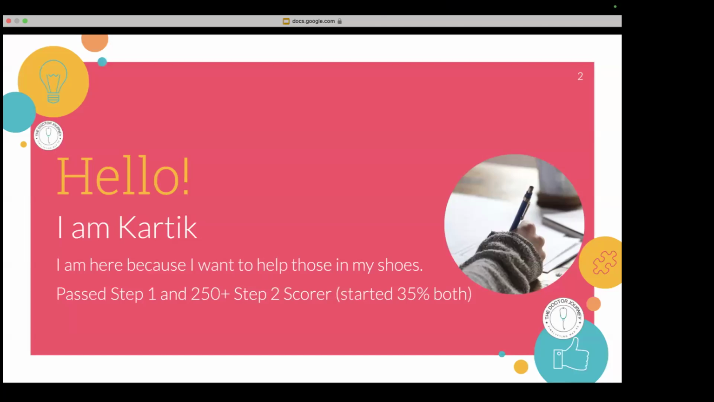And just to let you know, my name's Kartik. I'm a fourth year medical student. Just applied for my residency application in internal medicine. And I'm here because I want to help those people having trouble studying for Step 1, because I was in your shoes too a couple of years back. I passed my Step 1, I got a 250 plus on my Step 2, and I worked with a bunch of my peers who have scored really well in Step 2 and done really well in Step 1 as well. And we come together and we want to help you. Just to let you know, I started very low on my practice tests on both Step 1 and Step 2. I was around 35% on Step 1 and about 38, 40% starting on Step 2. So I started at the lowest of the lows.